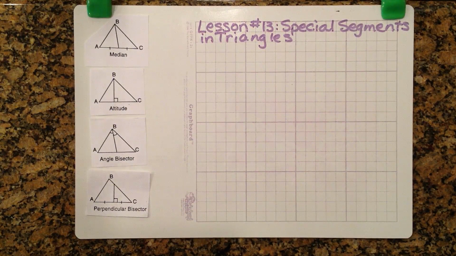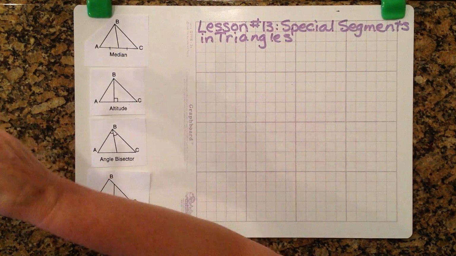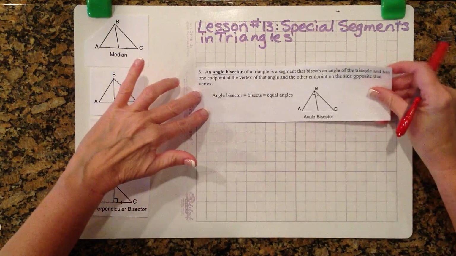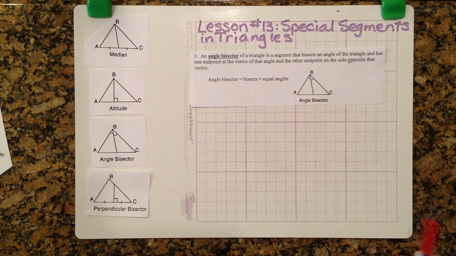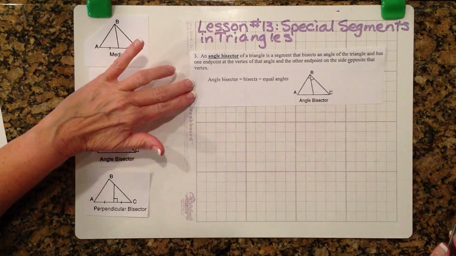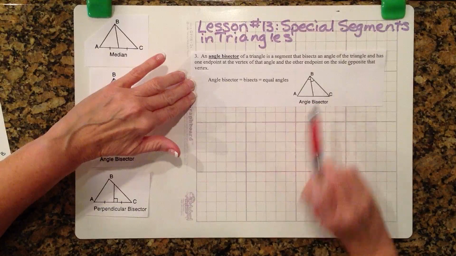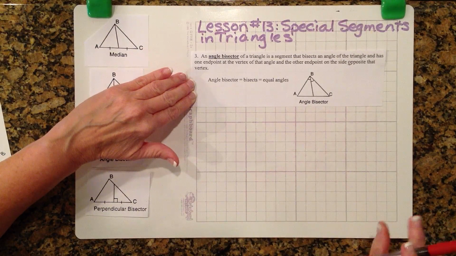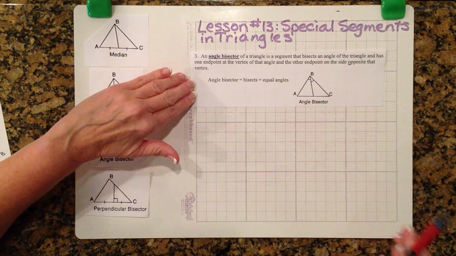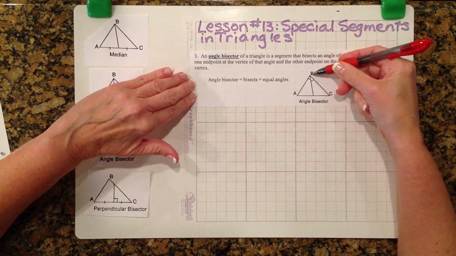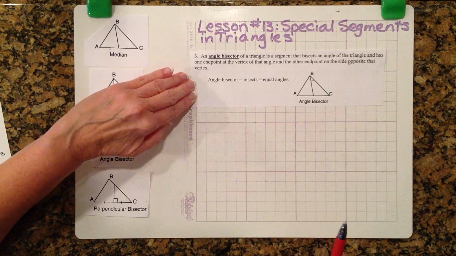Number 3 is angle bisector. And here's our definition of angle bisector. So what you're doing with angle bisector, it's a line segment that's going to bisect one of the angles of your triangle. So an angle bisector of a triangle is a segment that bisects an angle of the triangle and has one endpoint at the vertex and the other endpoint on the side opposite that vertex.